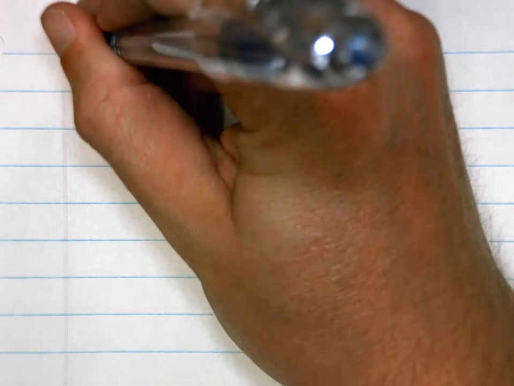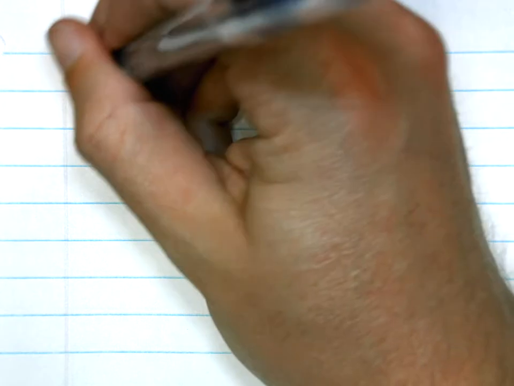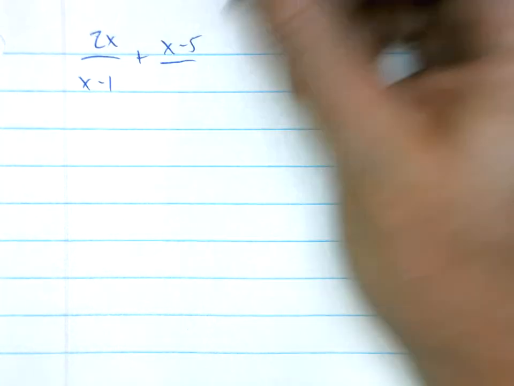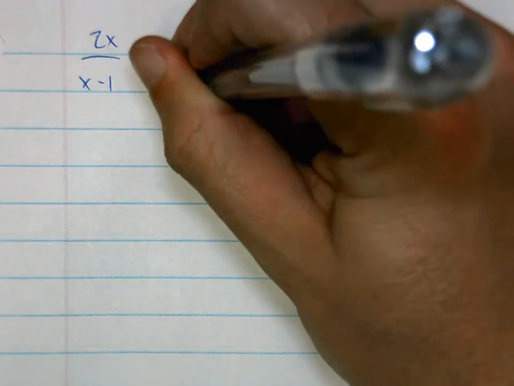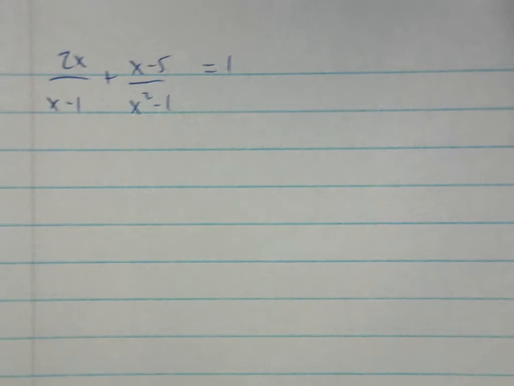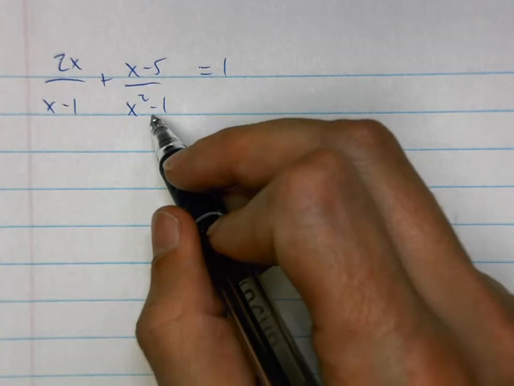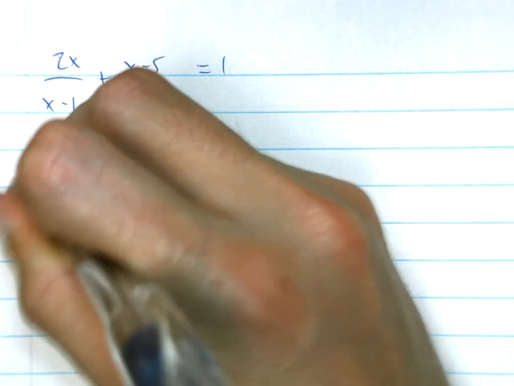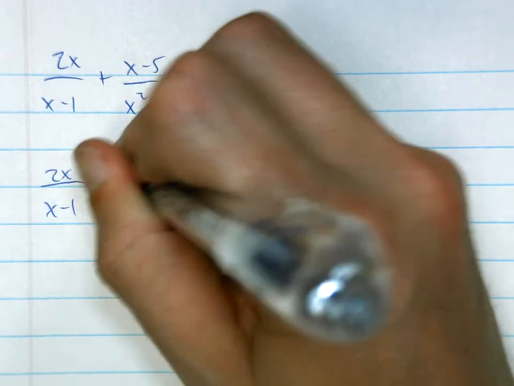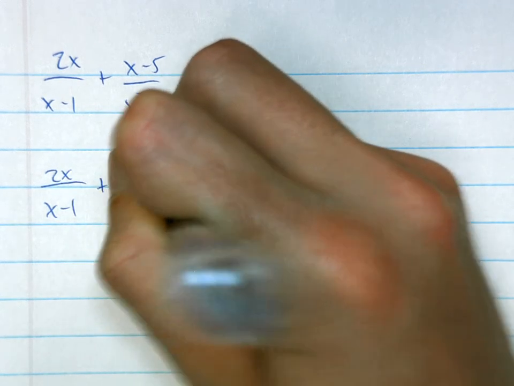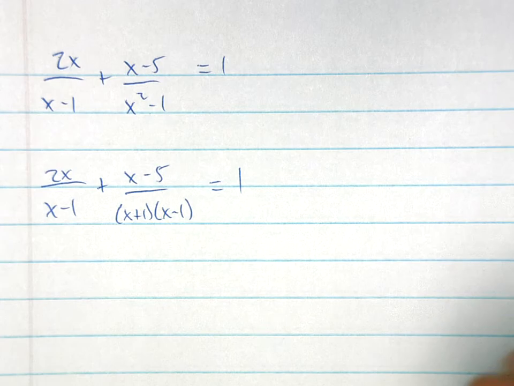So we got 2x over x minus 1 plus x minus 5 over x squared minus 1 equals 1. First things first, let's factor the bottom. So this is 2x over x minus 1 plus x minus 5 over x plus 1 x minus 1 equals 1. And I need to multiply everything by the LCD, which is x plus 1 x minus 1.